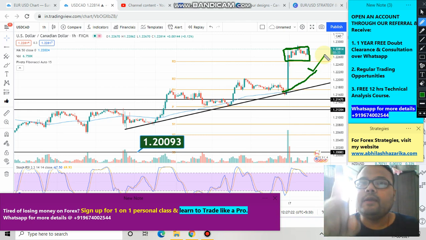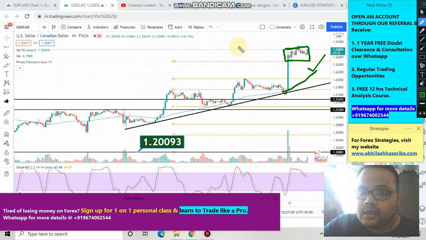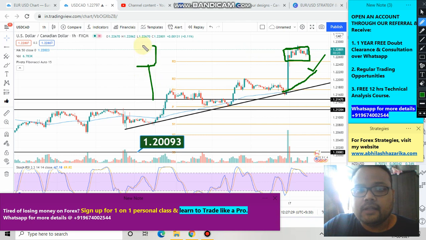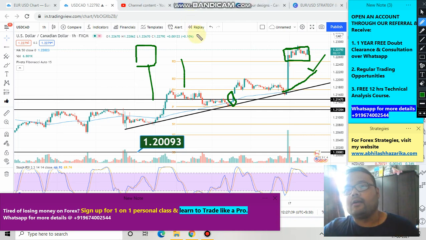But keep in mind that confirmation is always important. It doesn't matter how strong US dollar is, confirmation is always important. And again, confirmation will be in the form of a hammer, price rejection from below, or a green candle like this. Once you get a confirmation that yes, market has taken support at the trend line or the 50 moving average, then you can go for a buy order. Otherwise, do not go for a buy order.